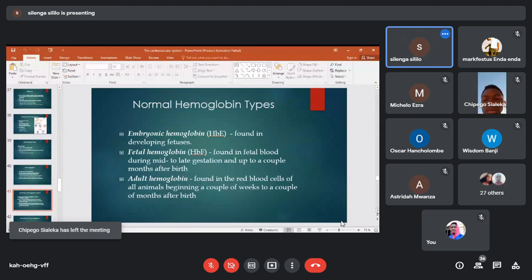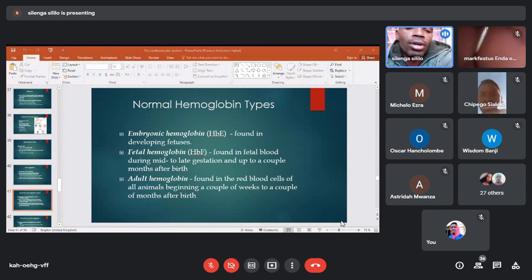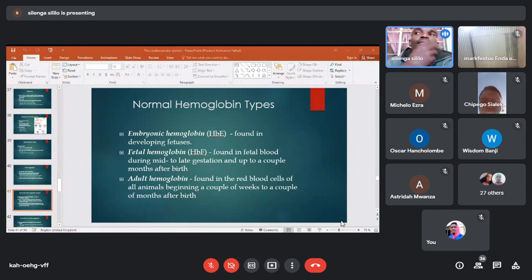Now, hemoglobin is in 3 forms, what we are calling normal hemoglobins. You have embryonic hemoglobin, meaning in an embryo, that is what you find in developing fetuses. Also, when there's still just a mass of dividing cells, they have their own, we call it embryonic hemoglobin. Then you have what we call the fetal hemoglobin.